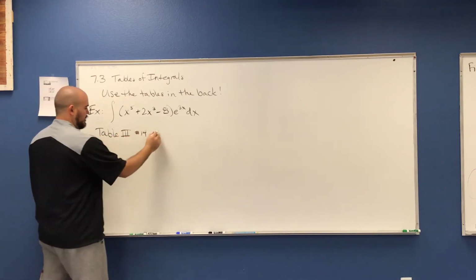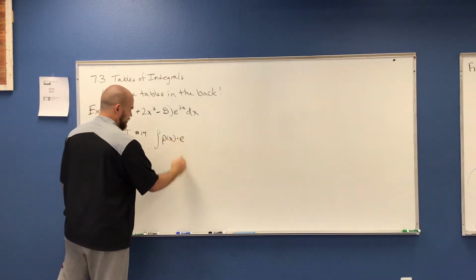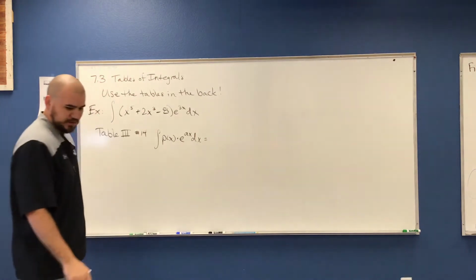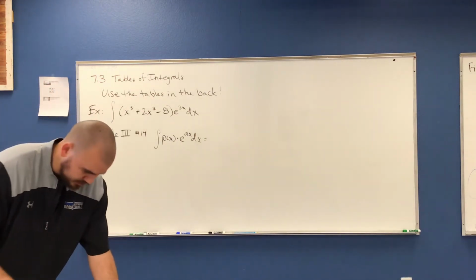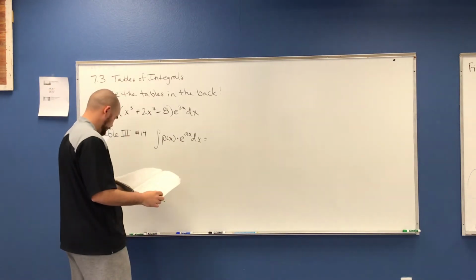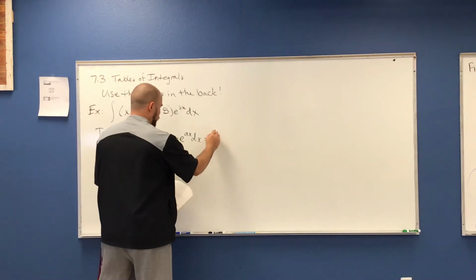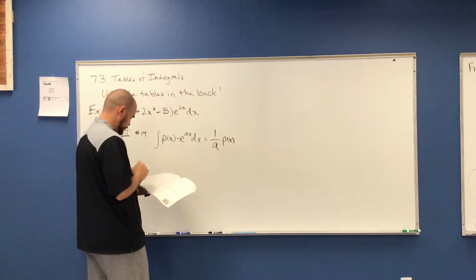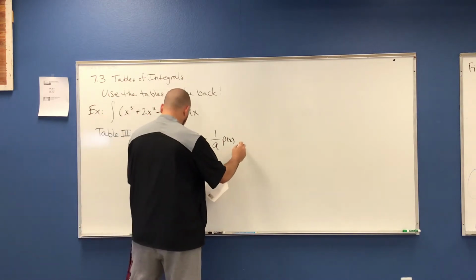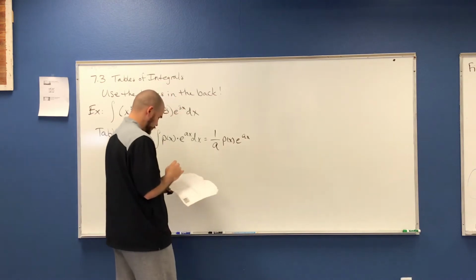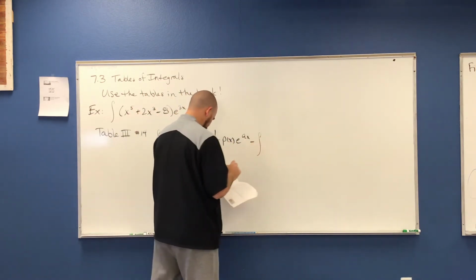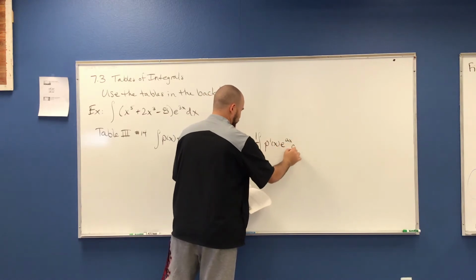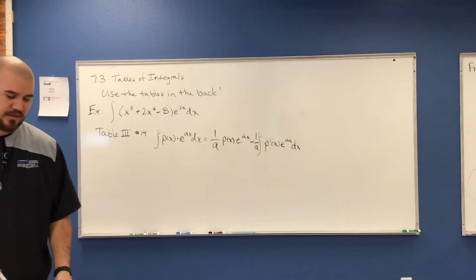Number 14. That one says that the integral of p of x times e to the ax dx is equal to, let's see, 1 over a times p of x times e to the ax, minus the integral of, or 1 divided by a times the integral of, p prime of x times e to the ax dx. It's a lot like the integration by parts.